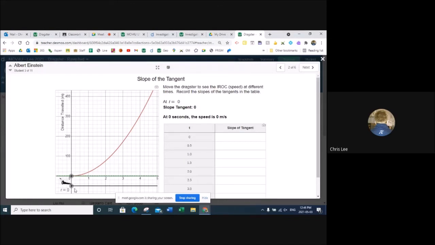So the beginning, your dragster should be at the start. You see that the slope of the tangent is 0. So the first one, the slope of the tangent is 0. Then you're gonna move your dragster over to 0.5, and of course it's starting to speed up. And so you should be able to read off your graph that the slope of the tangent at 0.5 is 19 meters per second. And then drag your dragster to 1 second, and it should tell you the slope of the tangent is 38. So I'll give you a second to keep going and putting in the rest of the slopes of the tangents at the different spots.